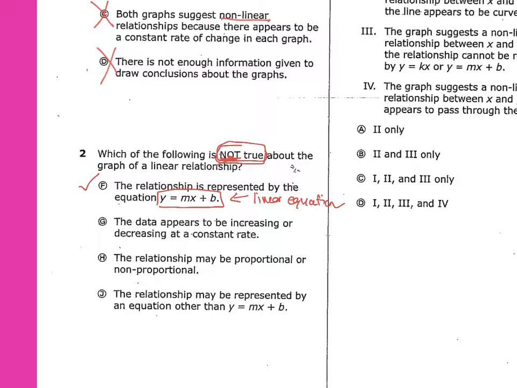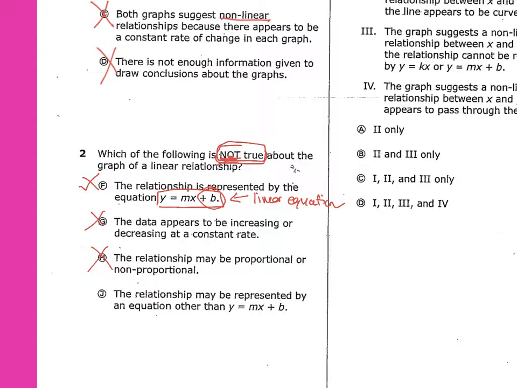G, the data appears to be increasing or decreasing at a constant rate. That would be true. I guess I should put an X mark on these since we're looking for one that's not true. H, the relationship may be proportional or non-proportional. That's true, depending on if you have a y-intercept, it could go through the origin or it could not.